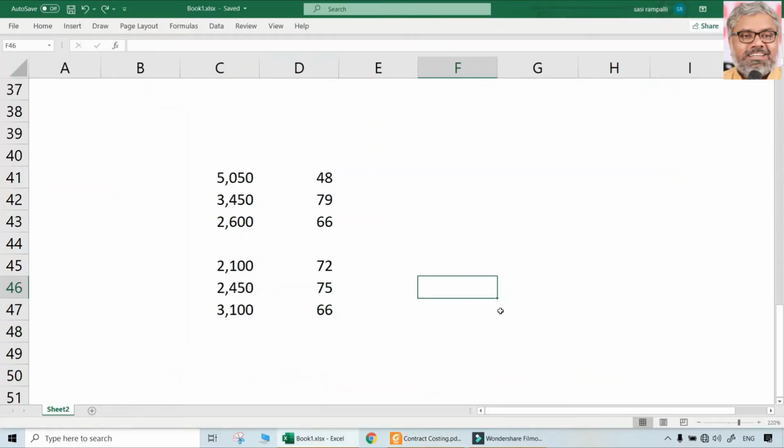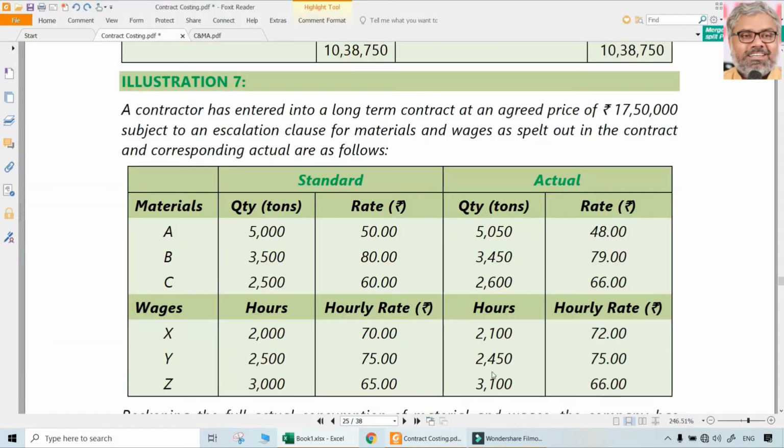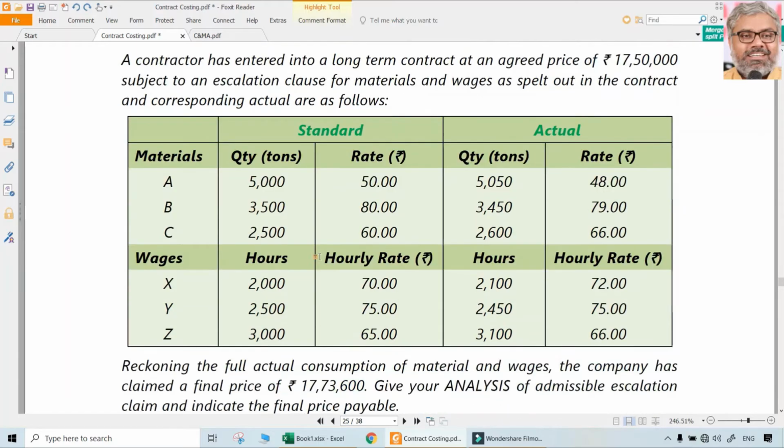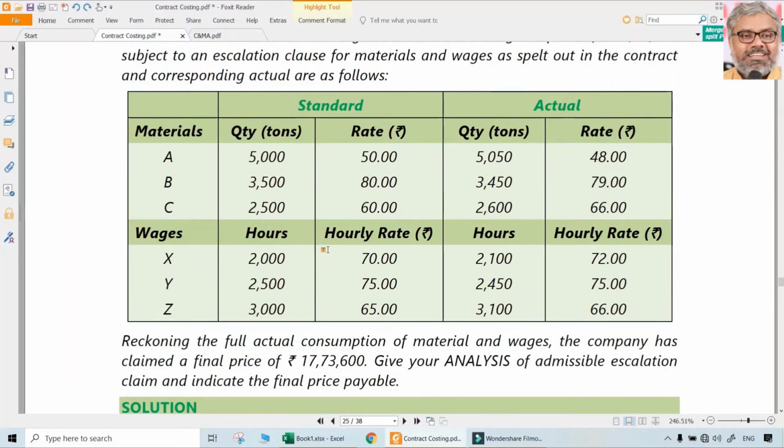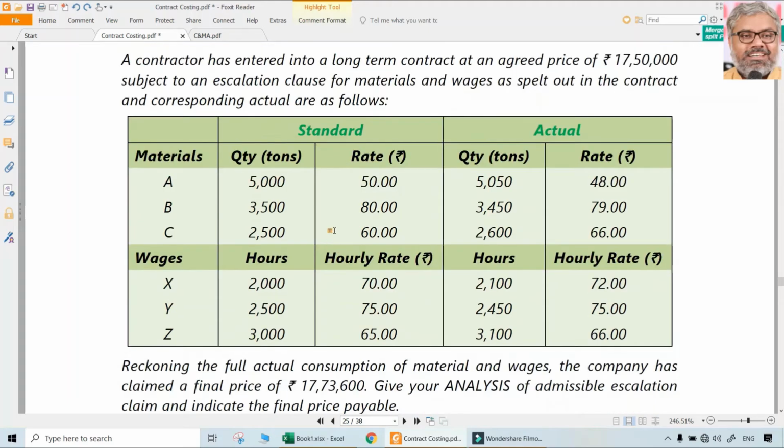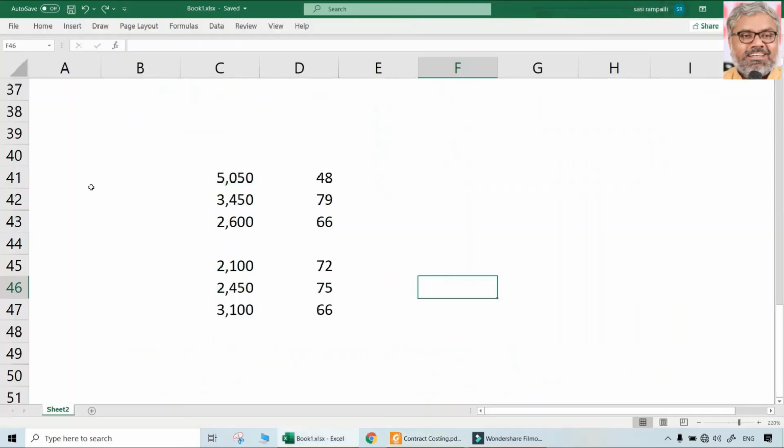So the claim of the contractor is on the basis of the actual costs which are incurred and the standard cost which should have been incurred. Because there is an escalation, he is telling that you have to pay me extra. But what the contractor is doing, just for understanding, not that we have to actually follow it, is why the claim has become 17,73,600. If we understand, we can understand also why it is not admissible or admissible.